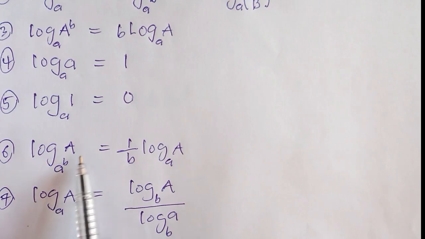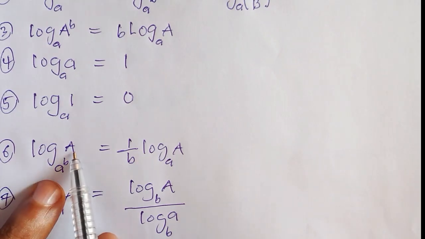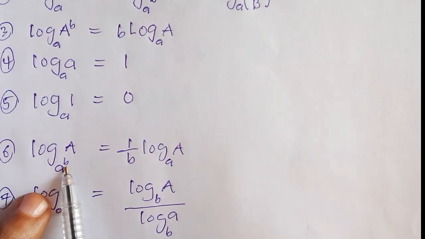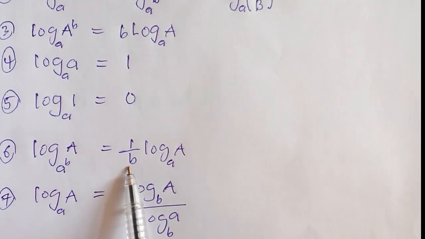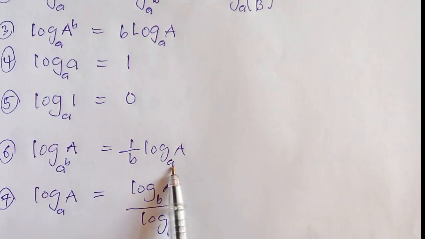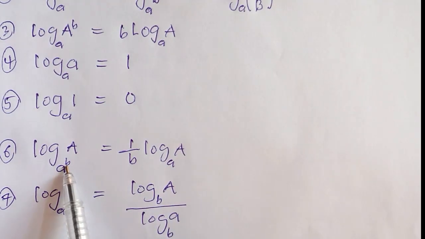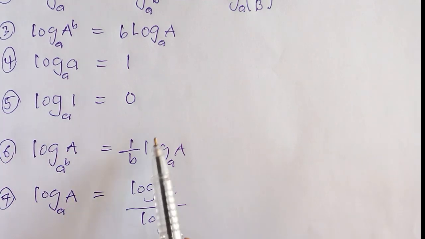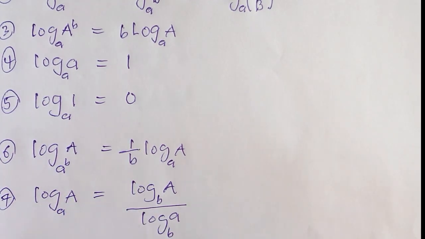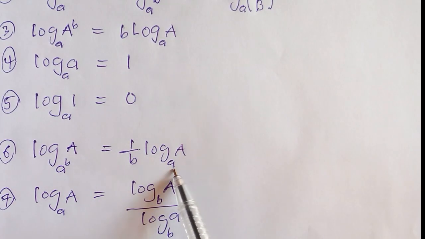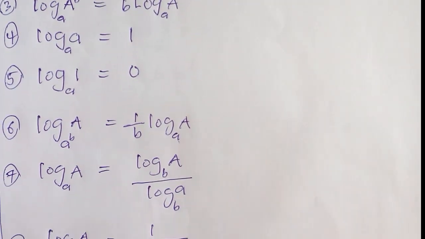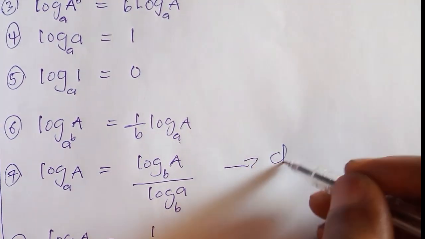The next law is when the log of a number a to a base a raised to power b. That means when the power is in the base, we have 1 all over b log a to the base a, meaning the power in the base will go to the front and become a fraction, the inverse of the power, which is 1 all over b log a to the base a.